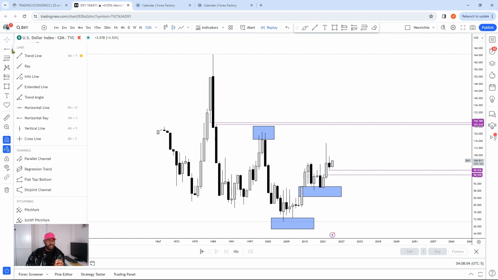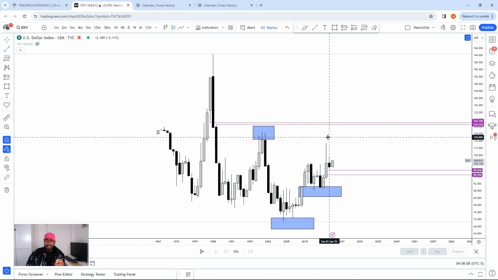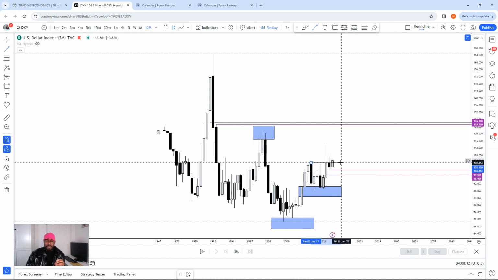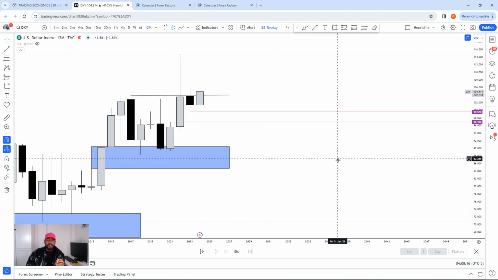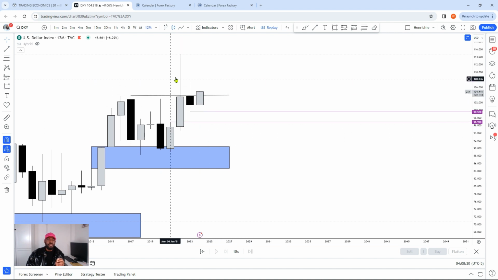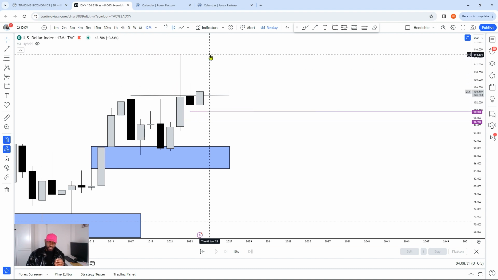Now look at this as well. You can see that we have a high, we have a low, and then price rallied above this previous high, right? After we rallied above this previous high, you need to take note that we've not closed above it yet. We've not confirmed a close above this high yet.